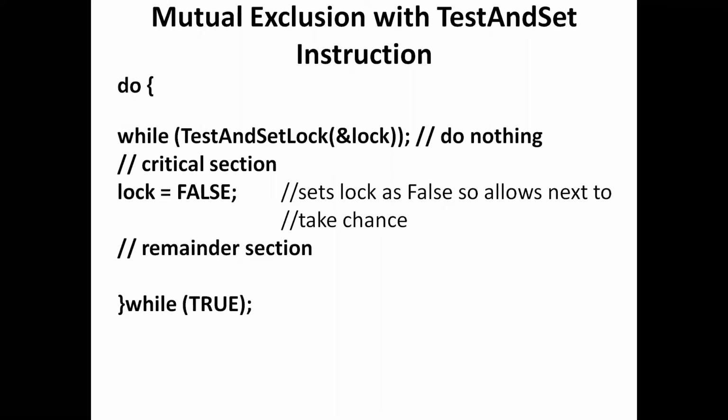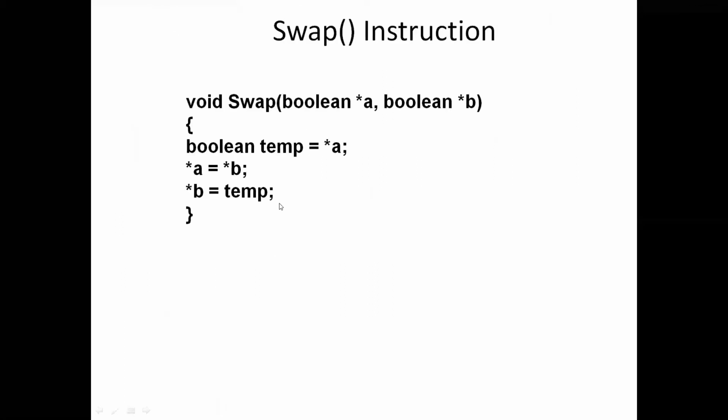It sets a lock. Before entering the critical section, it sets a lock showing that it is entering, so it locks the critical section. Then after completion of execution in the critical section, process 0 releases the lock by setting lock equal to false. Then process 0 executes the remainder section. So this is mutual exclusion with the test and set instruction.